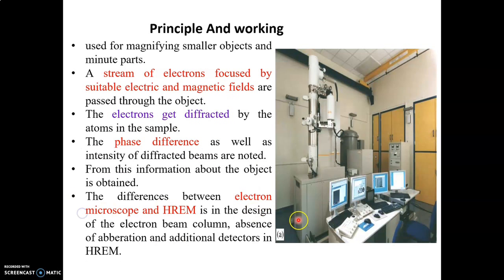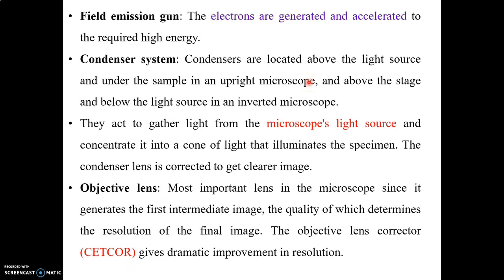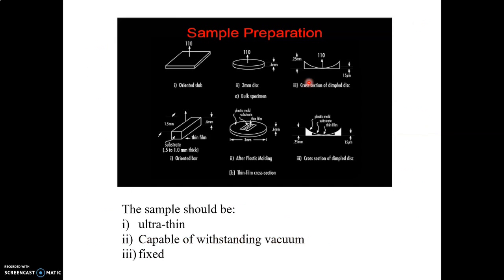These are the two modes of image formation in HR-TEM, that is image mode and diffraction mode. Here it exhibits a diffracted beam, so that you get a diffraction pattern of the image. Here it is a focused beam of electrons, so that you get this image mode of HR-TEM analysis. So these are the instrumentation parts and their description. As additional information, sample preparation is very important in SEM analysis and TEM analysis.